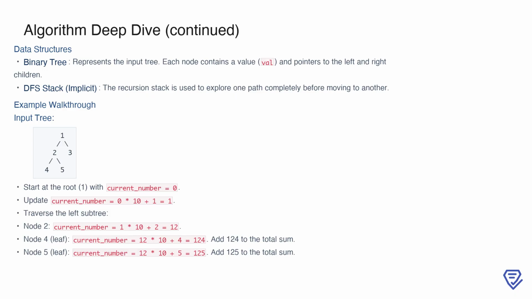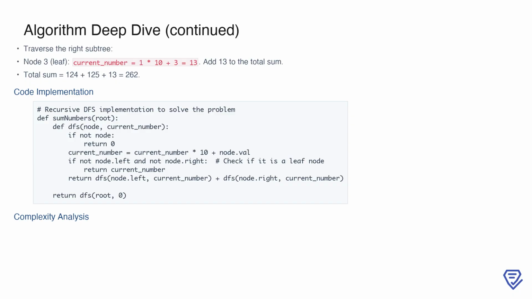At node 4, which is a leaf, we compute the running number as 124 and add it to the total sum. Similarly, for node 5, another leaf, the running number becomes 125, which is also added to the total sum. After completing the left subtree, we traverse the right subtree starting from node 3. Here, since node 3 is a leaf, the running number is updated to 13 and added to the total sum. At this point, we've visited all root to leaf paths, and the total sum is 124 plus 125 plus 13, which equals 262.